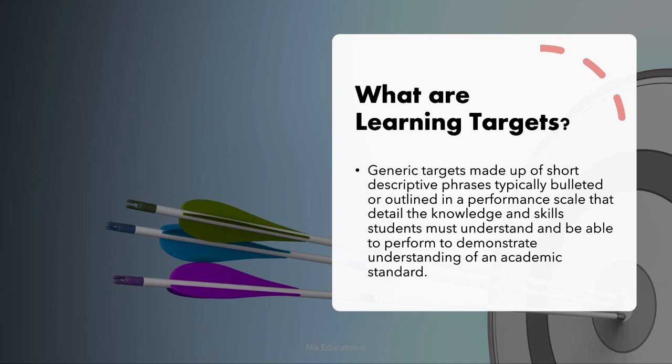Learning targets are generic targets that are made up of short descriptive phrases that are going to be typically bulleted or outlined in a performance scale that is going to detail the knowledge and skills that your students must understand and be able to perform to demonstrate understanding of an academic standard.